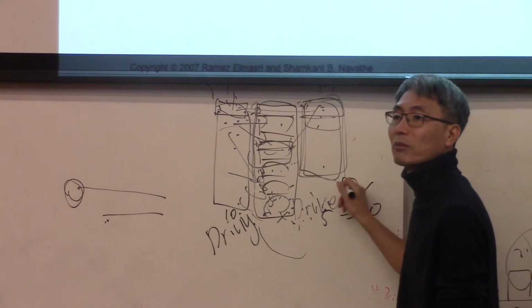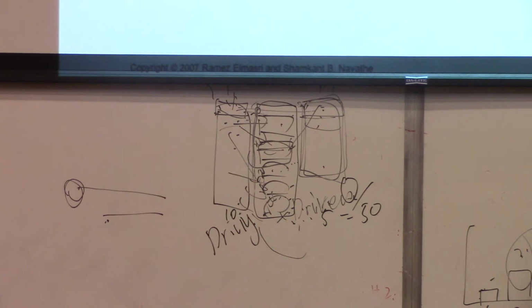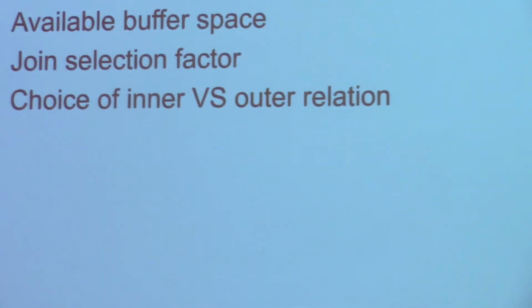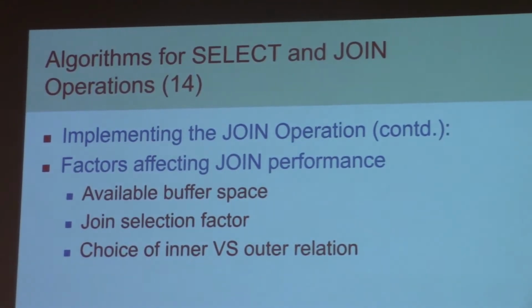Out of how many of them are joined? So this is called the join factor. So that is the join selection factor. It will be considered in the query processing layer. Okay?